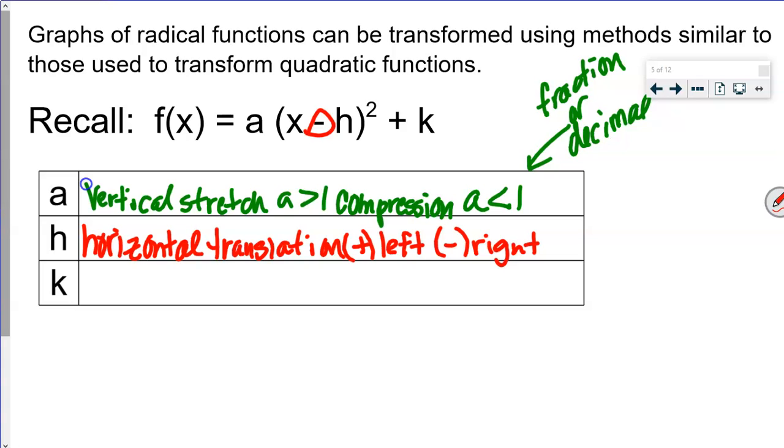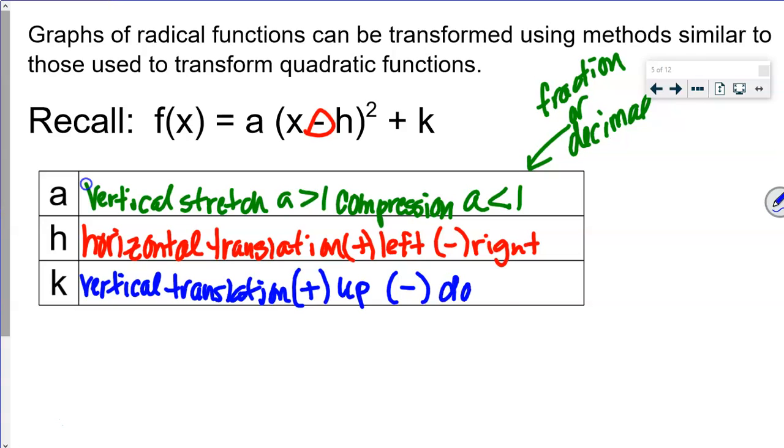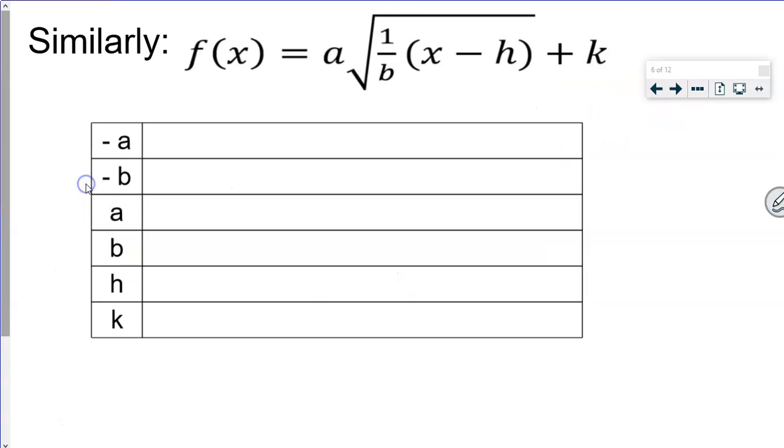So could you guess what k is? So hopefully you have guessed. So this k has to do with a vertical translation. So on this one, because it is plus, when it's positive, we're going to move up, and when it's negative, we're going to move down. So now we're going to talk about a few extra rules, but we're also going to talk about the ones we just referred to now.